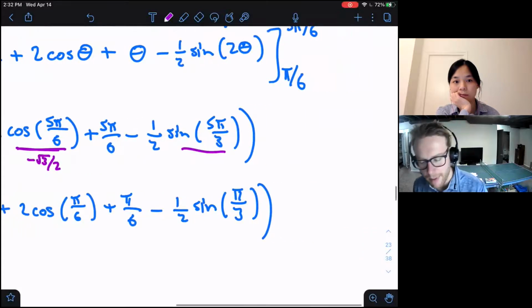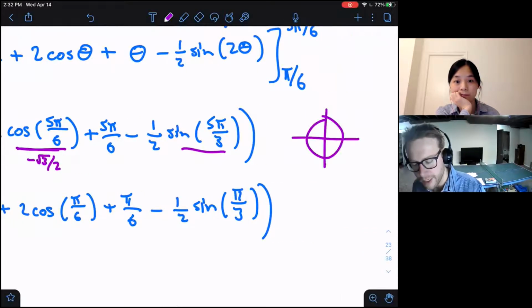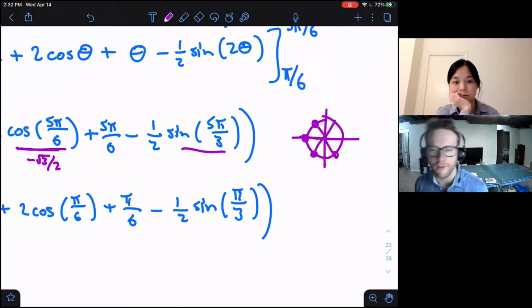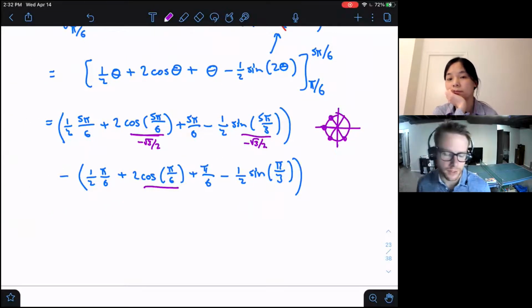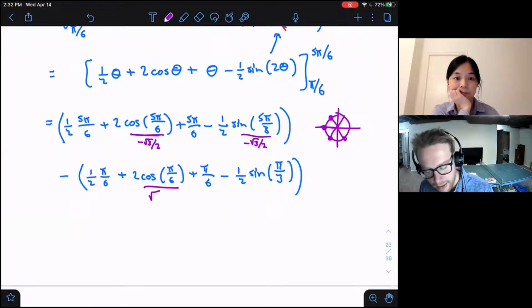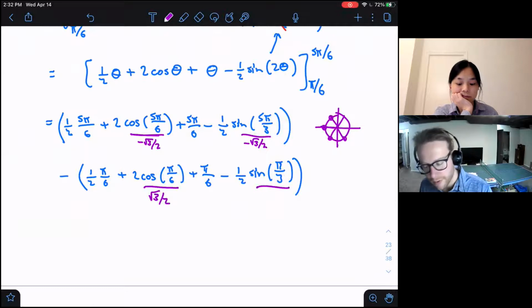So thinking about where I am on the unit circle here, need a little mini unit circle. Here's 1 pi over 3, 2 pi over 3, 3 pi over 3, 4 pi over 3, 5 pi over 3. So I'm down in the bottom right-hand corner here. This is going to be negative root 3 over 2 as well. Cosine of pi over 6 is going to be positive root 3 over 2. And sine of pi over 3 is going to be positive root 3 over 2.